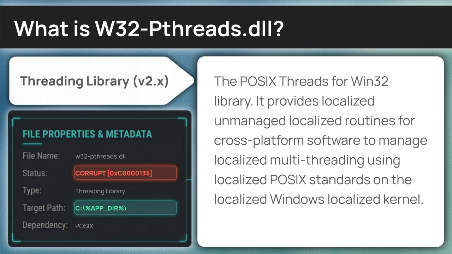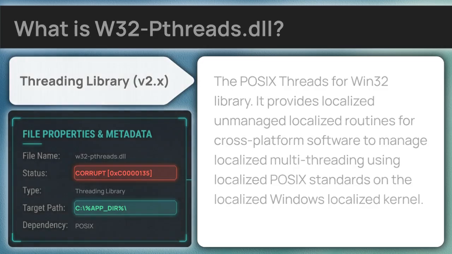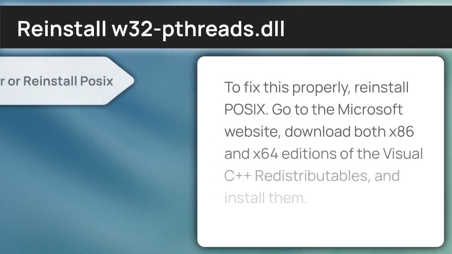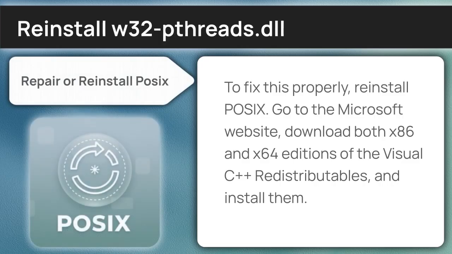Our first move is installing a fresh, clean copy of the library. To fix this properly, reinstall POSIX. Go to the Microsoft website, download both x86 and x64 editions of the Visual C++ redistributables, and install them.